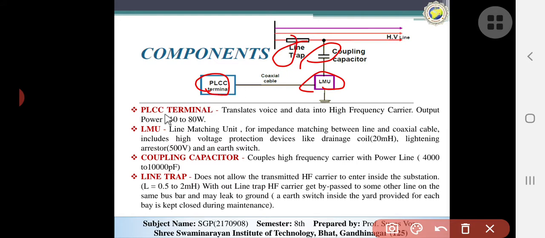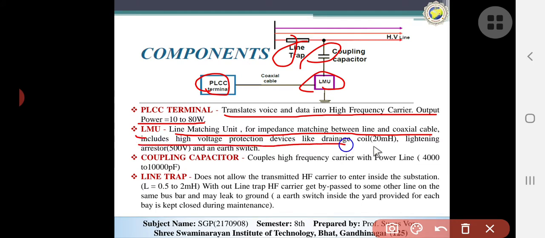The PLCC terminals convert voice and data into the high frequency carrier, and the output is 10 to 80 watts. Then the LMU, line matching unit, is for impedance matching between the line and the coaxial cables, and includes high voltage protection devices like the drainage coil, lightning arresters and earth switch. That means in the LMU, the set value and the current going in the cable are compared. Then the coupling capacitors couple the high frequency signal.